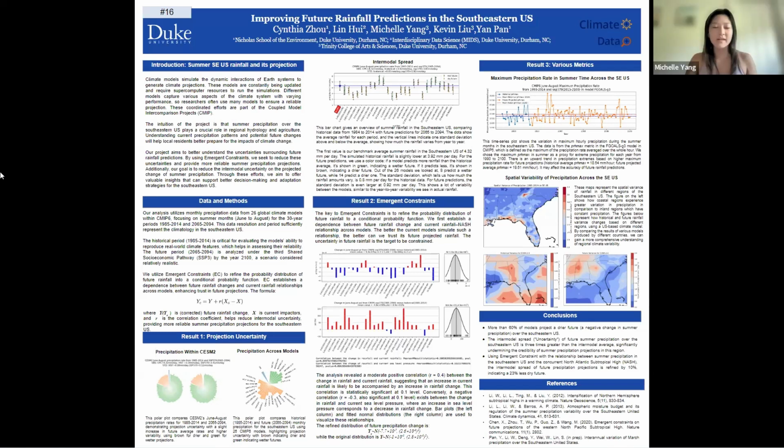We also analyze the spatial variability of precipitation. These maps illustrate the spatial variance of rainfall across different regions of the southeastern US. The map on the left highlights that coastal regions experience more variation in precipitation, while inland areas have more consistent rainfall patterns. This distinction is crucial for understanding localized climate impacts.